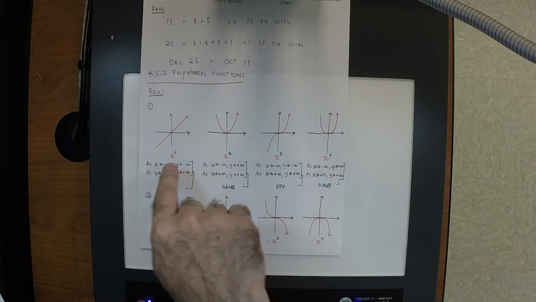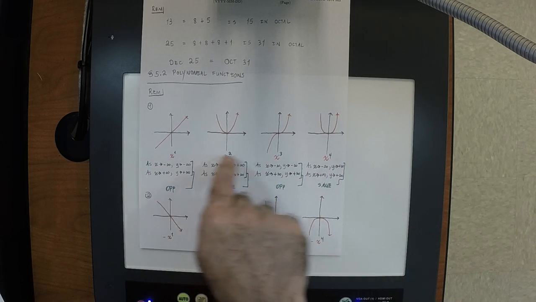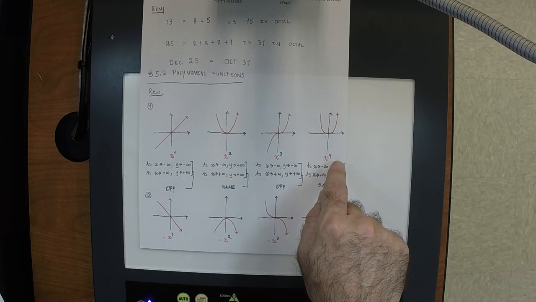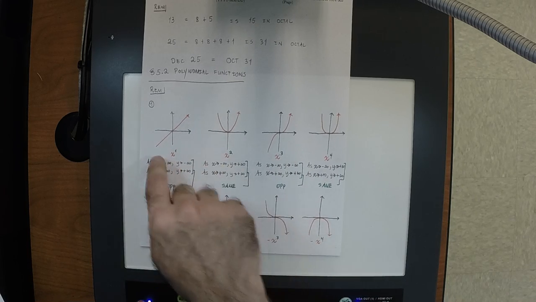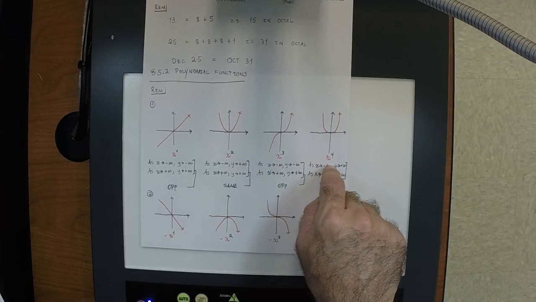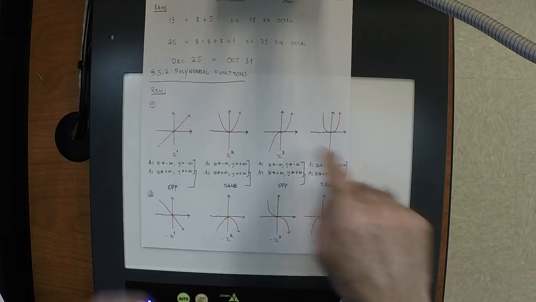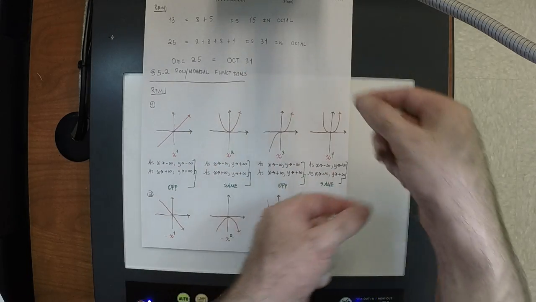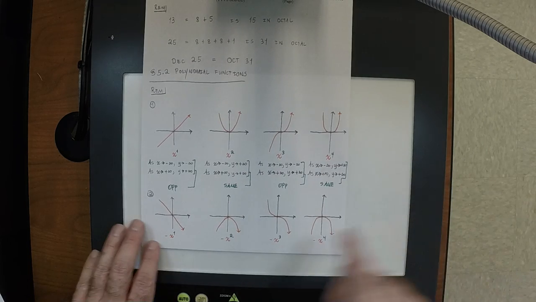So what all of these have in common is that they have a positive leading coefficient. The coefficient is 1. 1 times x to 1, 1 times x to 2, 1 times x to 3, 1 times x to 4. If I was to multiply them by 10, they'd be just like this, except they'd be vertically stretched out, and the right branches would still be up.